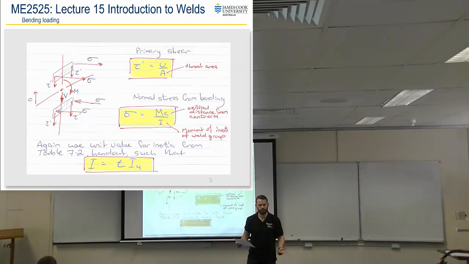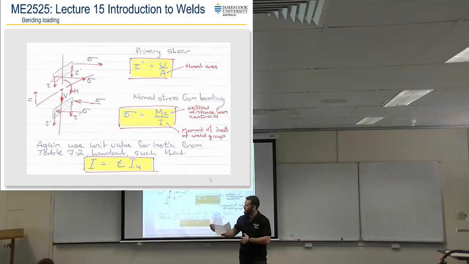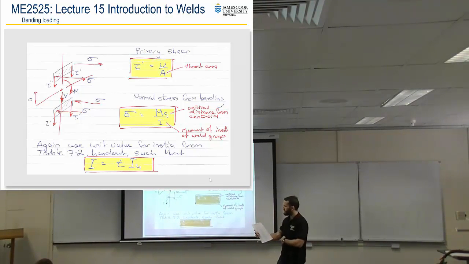Everyone's remembering that? So the reason I highlight that is because if you look on your table 7.2, we've got a straight line, obviously, so that's a simple case.